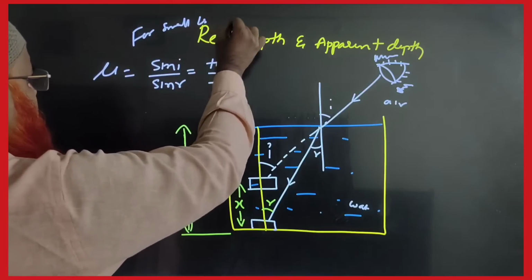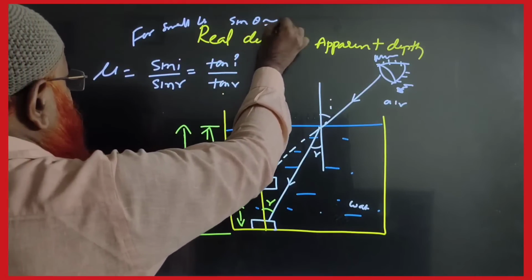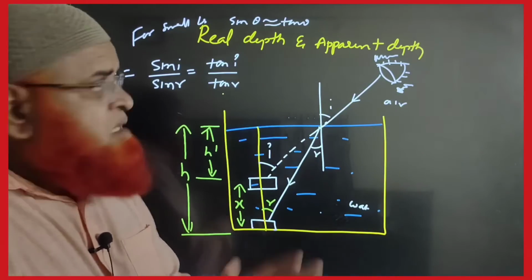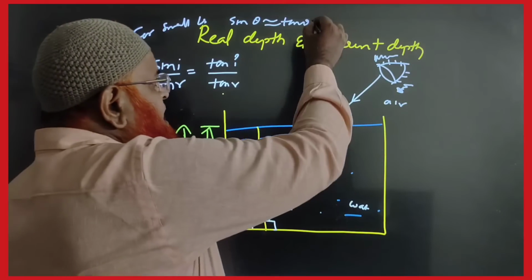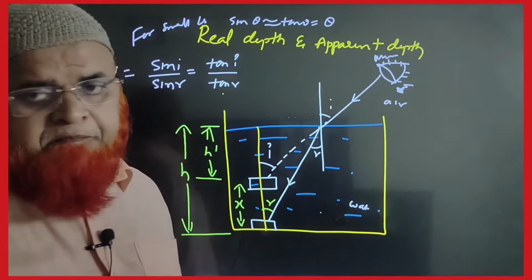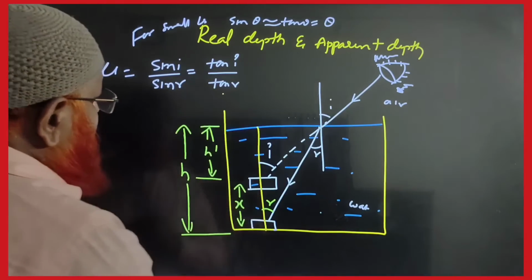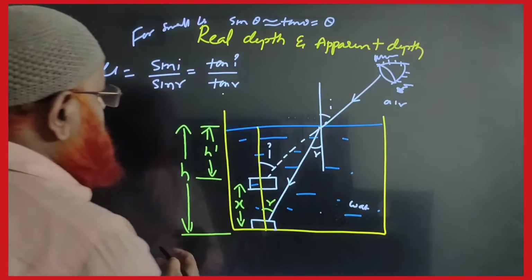For small angles, sin theta can be approximately taken as tan theta, which is also approximately equal to theta. Understood? So that is said to be refractive index: tan i by tan r, or sin i by sin r. Tan i means what I am going to consider.